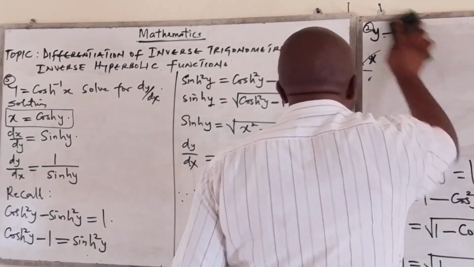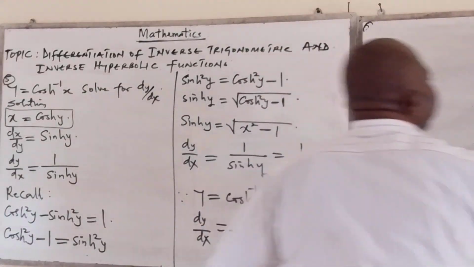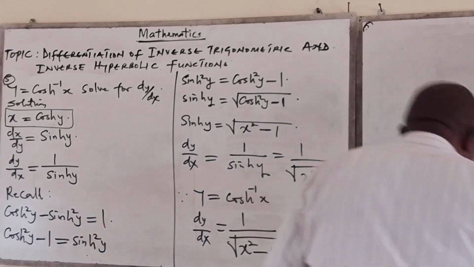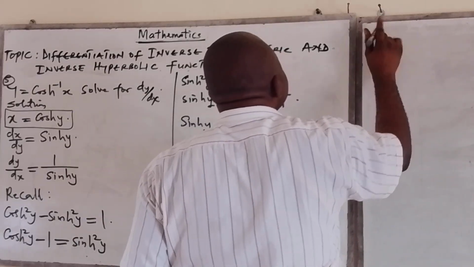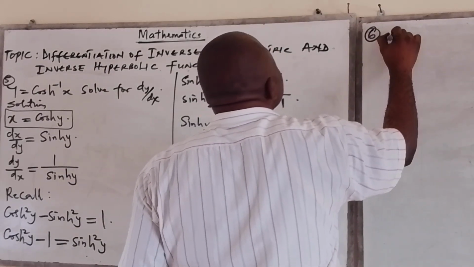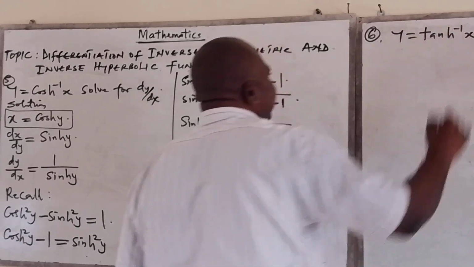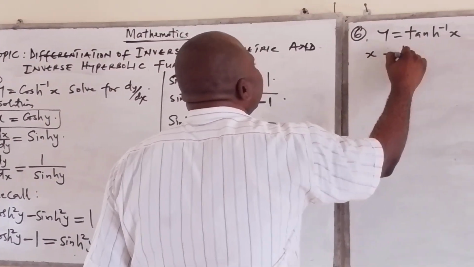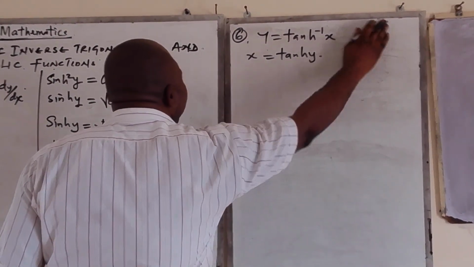Tan h inverse of x. Okay, tan h inverse of x. So that's our next line of action. Now, if y is equal to tan h inverse of x, let me tag this as number 6, it means the value of our x will be equal to tan hy. Yes, that's the value of our x.